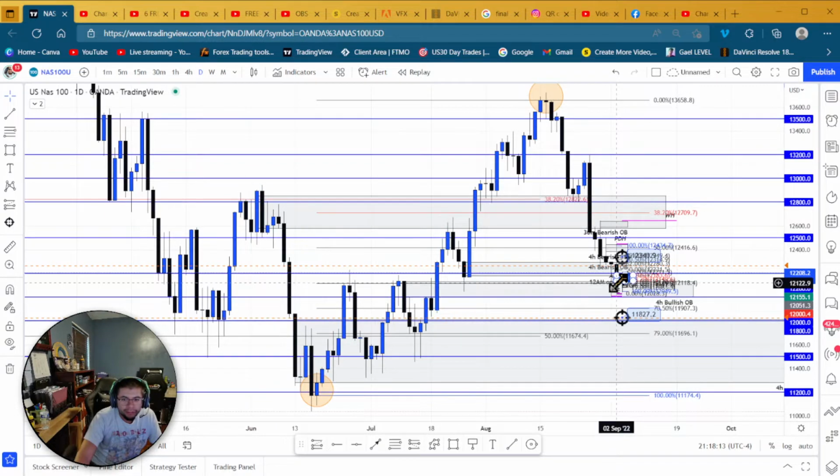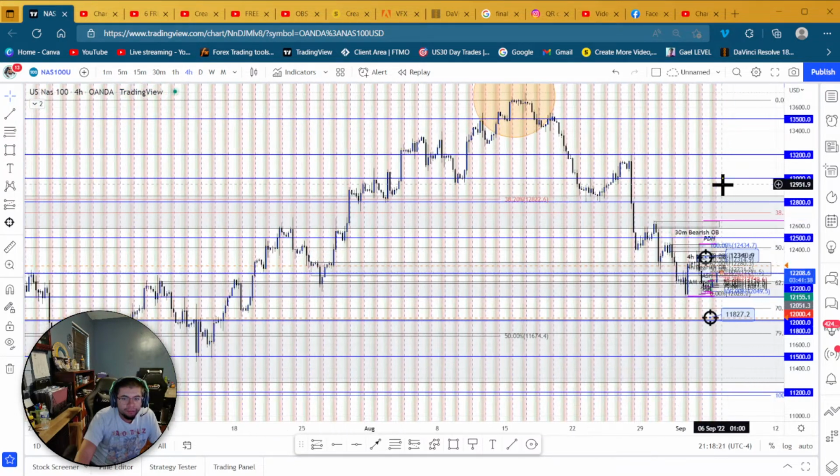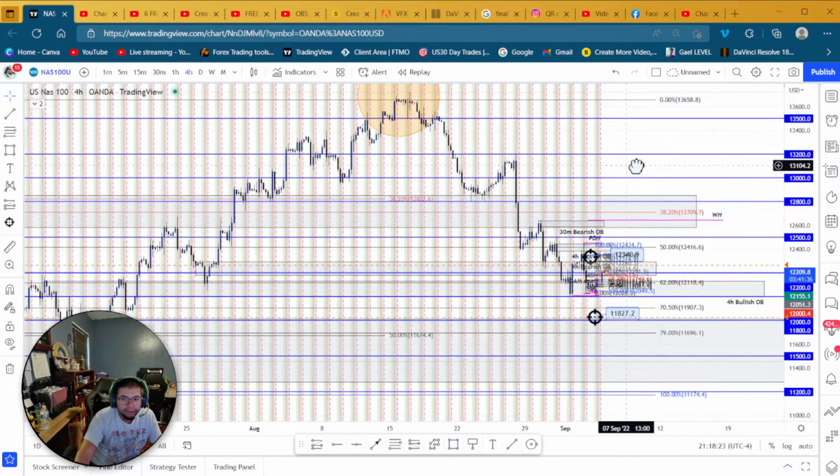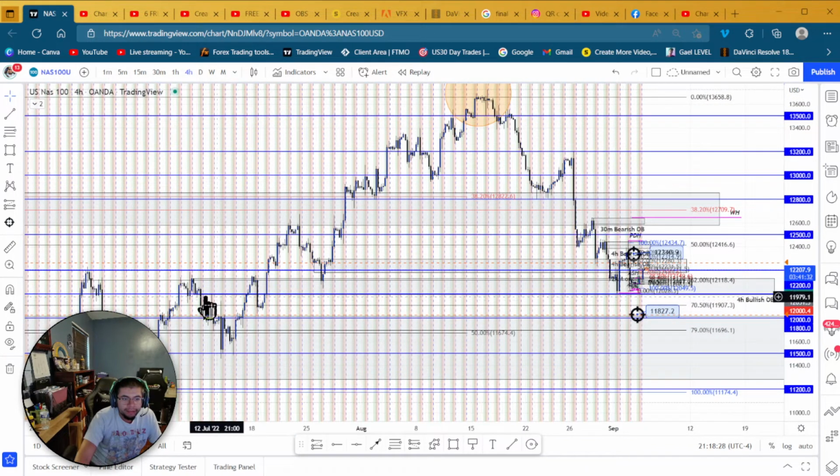So where can price come down to now? I figured out there was this 4-hour move down. You can see that there's this 4-hour bullish order block right here. It came up, and it was also a fair value gap area. This area has a lot of action.